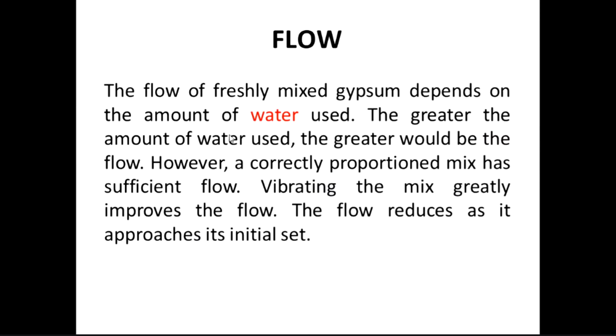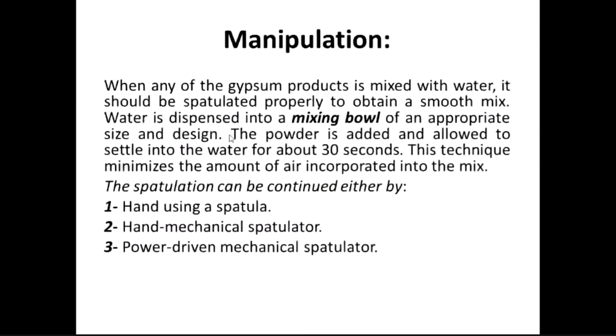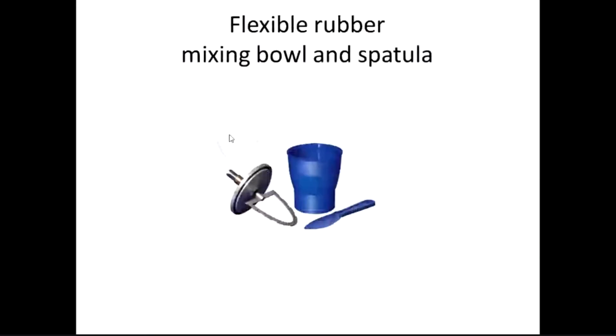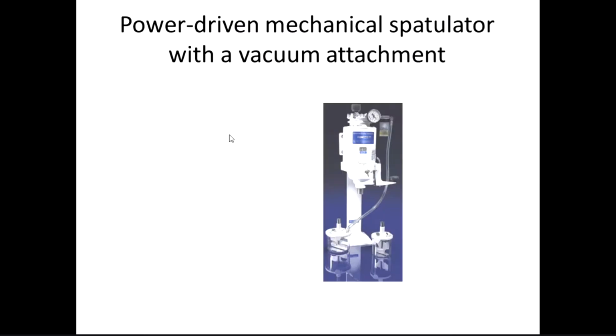And we have manipulation of the gypsum. As we know, everyone knows about it. Before starting, bring the rubber bowl. The powder is added and allowed to settle into the water for about 30 seconds. You have 3 methods of mixing: either by using a spatula by hand, a mechanical spatula, or a power-driven mechanical spatulator. This is the mixing bowl and spatula. And this is the power-driven mechanical spatulator.